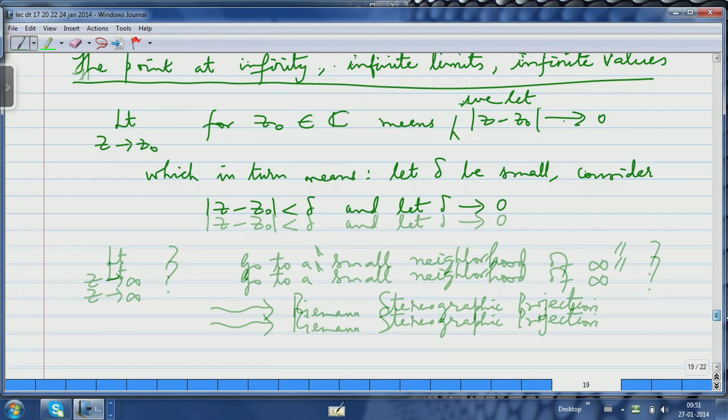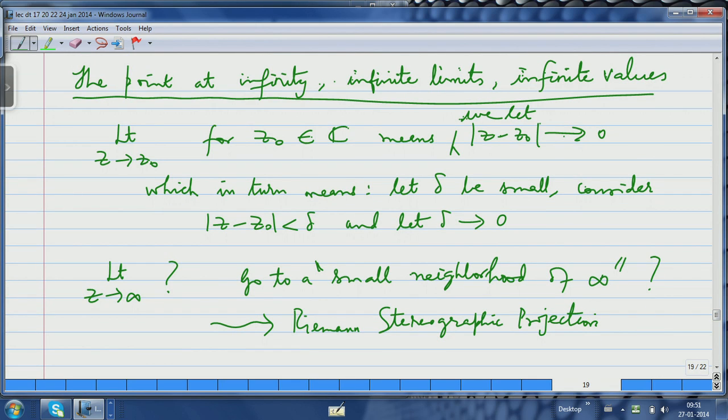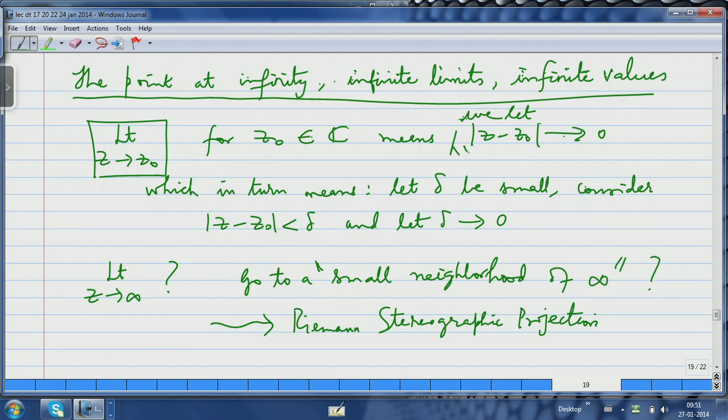So let me recall. Let's go back to this definition. What is the meaning of limit as z tends to z naught, for z naught an ordinary complex number? It means that z naught is fixed, a fixed complex number, z is a variable, and you're letting the variable z tend to z naught, and this is happening on the plane. And what does that mean? It means that you're making the distance between z and z naught, which is mod z minus z naught, go to 0.